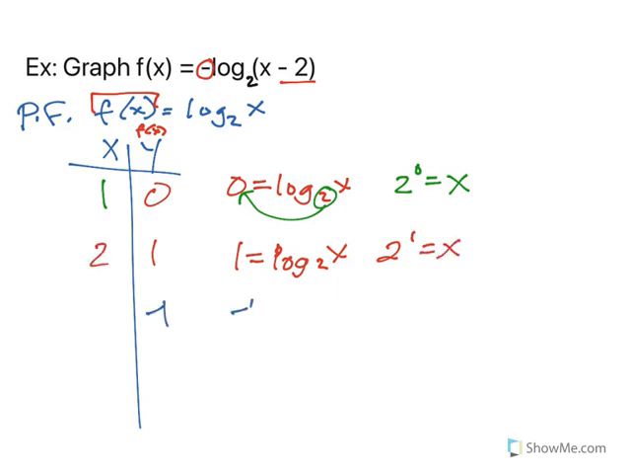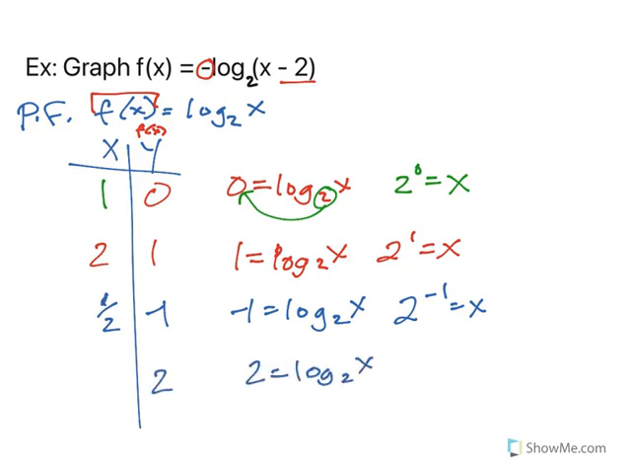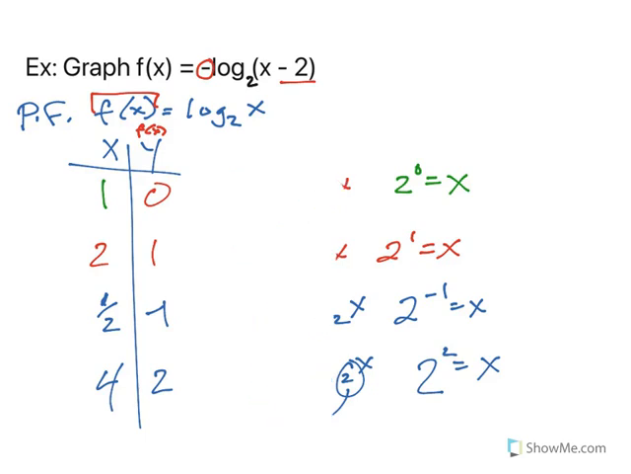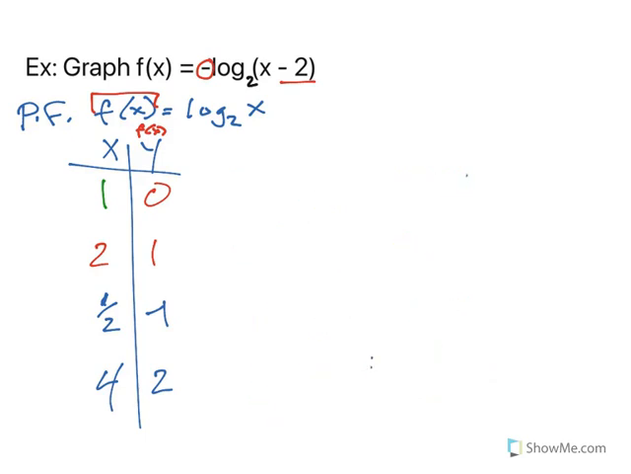Let's go negative 1. Let's make things exciting and go with a negative number. So now I have 2 to the negative first, which is 1/2. And let's go ahead and do 2 as well. So log of x base 2 gives us 2 raised to the second. So that's 4. So now I have 4 ordered pairs that work with my parent function.